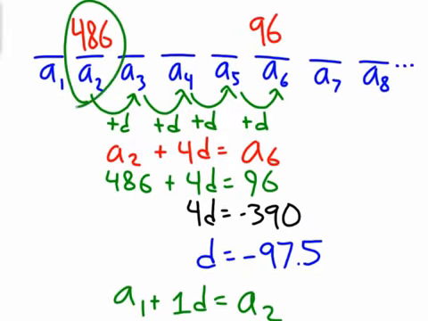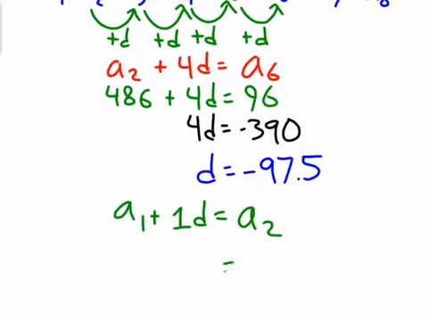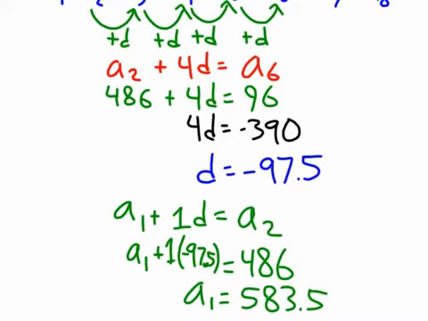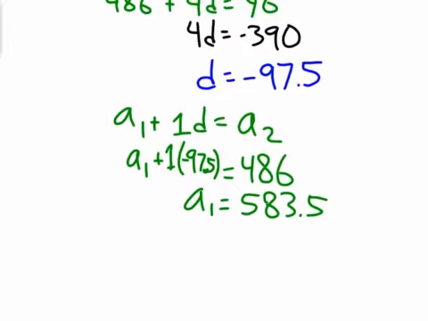And therefore I can plug in 486 now, as well as the common difference. A sub 1 plus 1 times negative 97.5. Let's now isolate a sub 1 to get a sub 1 equals 583.5. So now that we know the first term, a1, and the common difference, d, we're not too far away from the recursive rule for this arithmetic sequence. a1 equals 583.5 is the first part of our recursive rule.